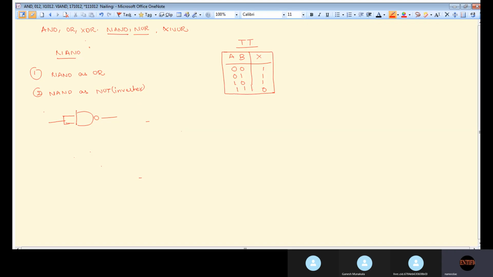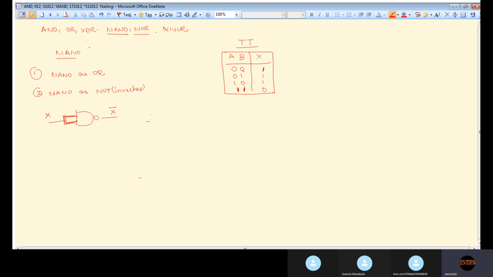So if I'm giving X here, what will I get? X bar. See, when both the inputs are equal, the output is the complement of these two inputs. Here also, two inputs are equal, the output is the complement of these two inputs. So NAND acts as an inverter when you short these two inputs.